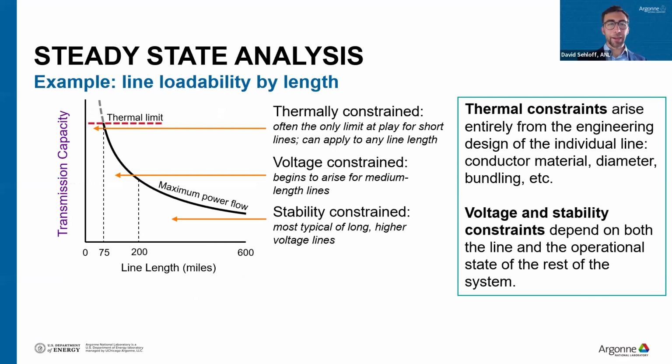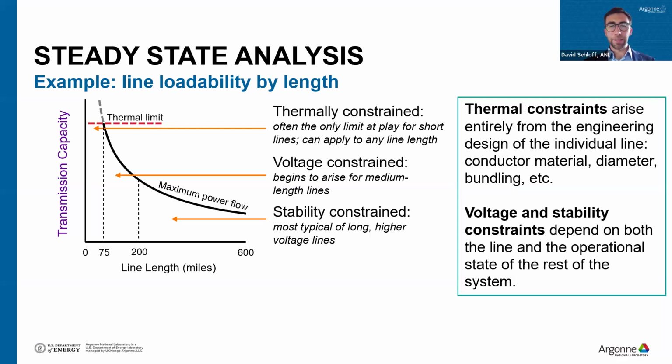So at short lengths, the physics really aren't the limiting factor. It's really this red dotted line, the thermal limit. So for short lines up to maybe 75 or 100 miles, often thermal constraints are the ones that are at play. And I would note that those are entirely arising from an engineering design of the line. So we could upgrade the conductor, we could make a larger conductor or more bundling. That would increase that thermal limit and we could get more power flowing through the line. So that's where reconductoring is something that's an attractive solution, especially for shorter lines.